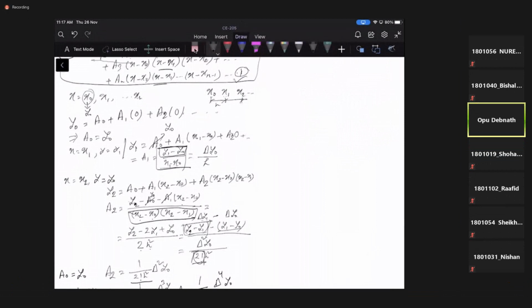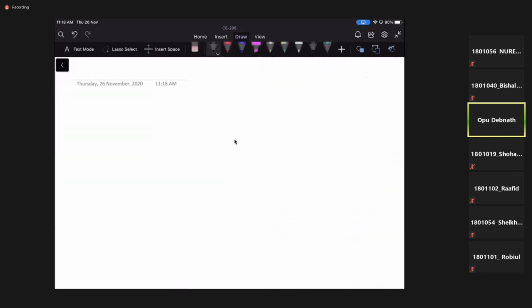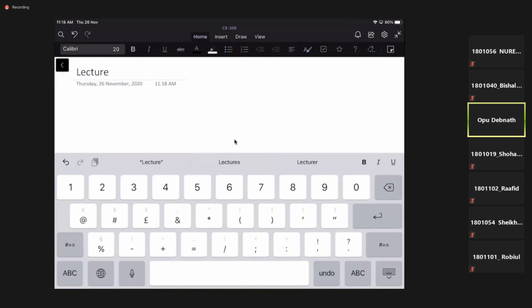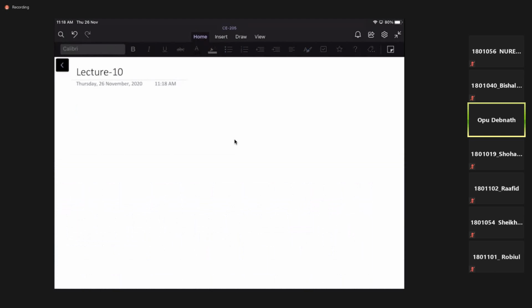So today we'll start a new topic. Actually, it's the continuation of the previous one. Today is our 10th lecture. So today we'll start from another topic.